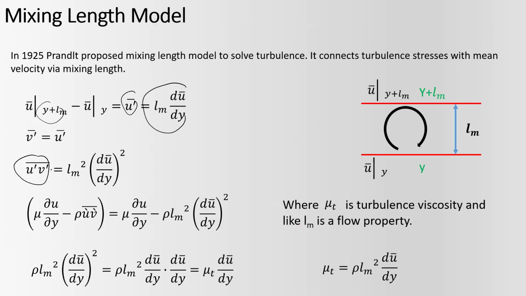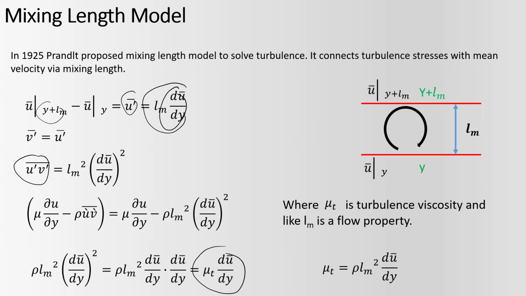Now this is for the single value, and we are assuming that u bar dash and u dash bar are the same, so this can be written as the square of these two terms. So I can write it as the mixing length squared times this derivative squared. Simplify this and we end up with this equation in this way.